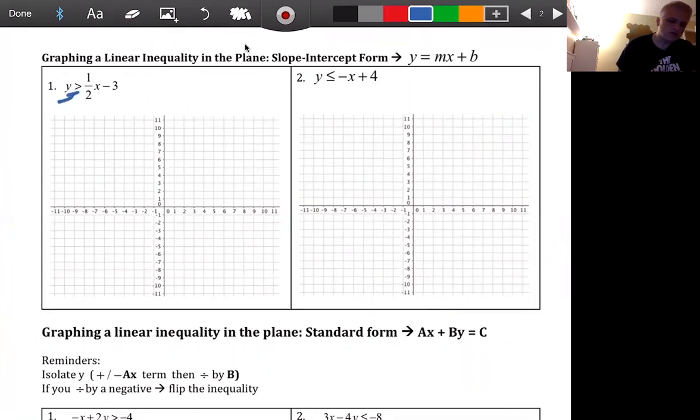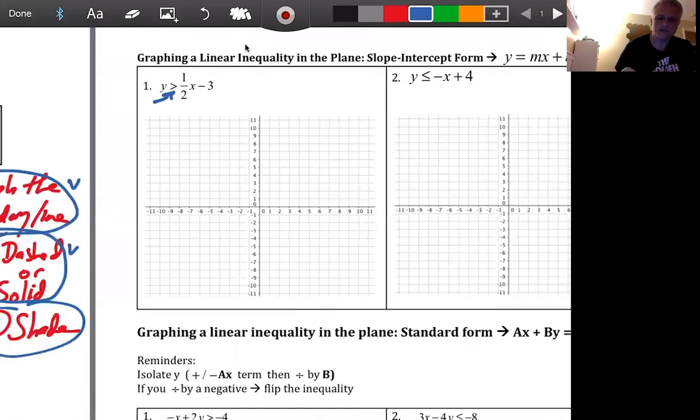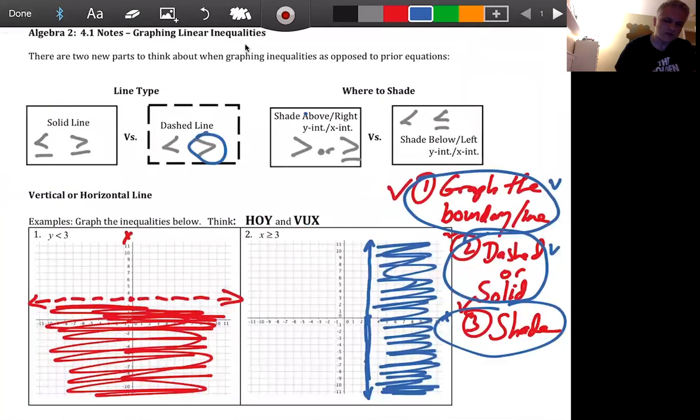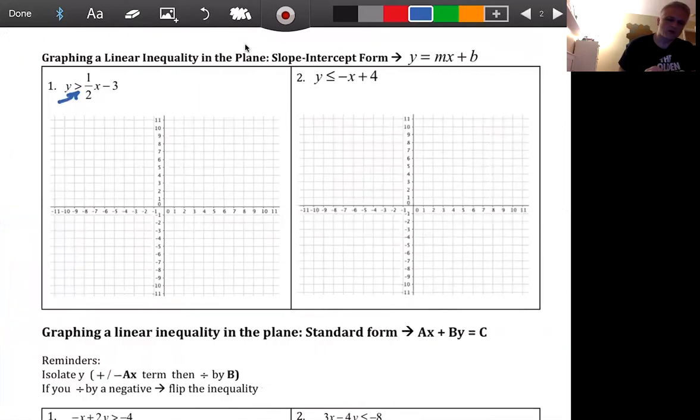Okay, I want to know, is that going to be dashed or solid? That is greater than. It is not greater than or equal to, so it's going to be a dashed line. So I'm going to graph this, and I'm going to put a dashed line through it. How do we graph a line?